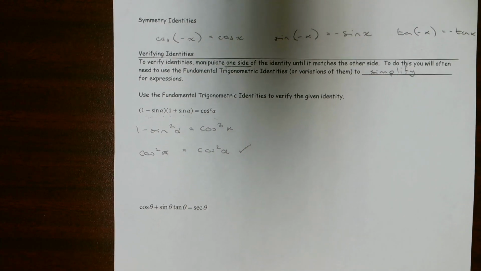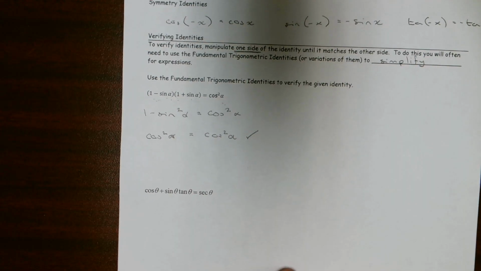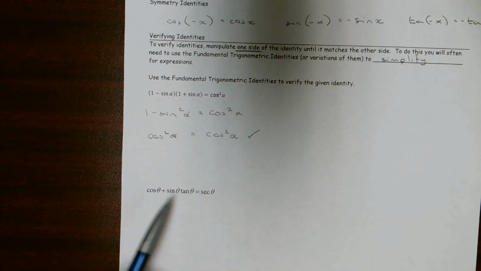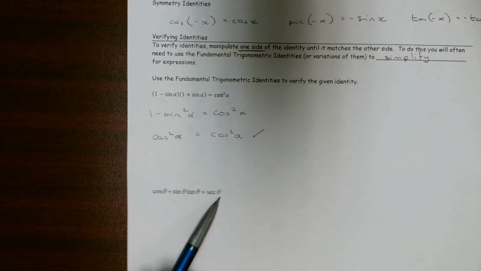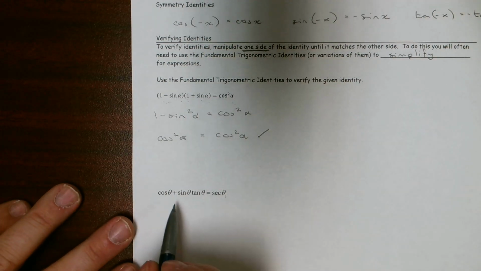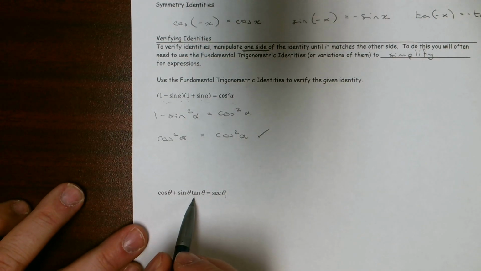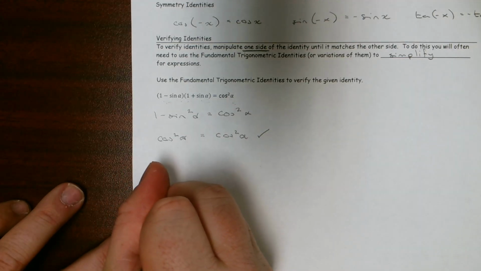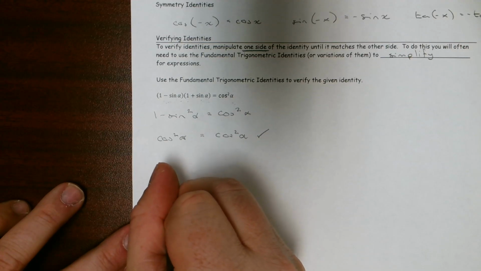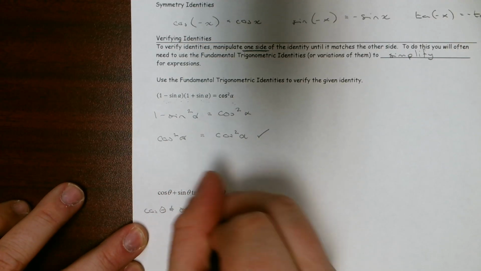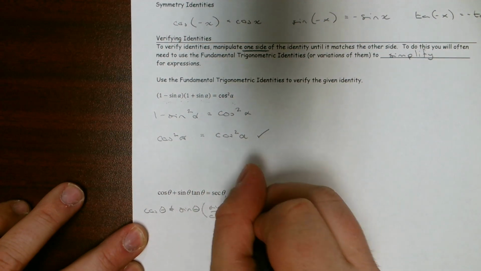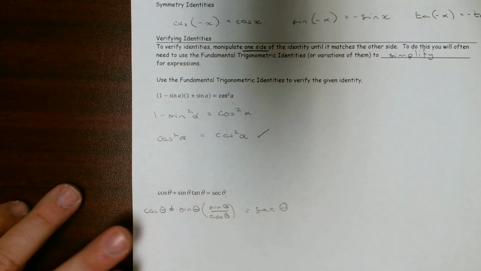Let's take a look at another one. The side that looks the most difficult seems to be the left side, so that's the one I'm going to manipulate, and this right side I'm going to leave the same. I'm going to make this left side look like secant. First things first, I know that tangent is equal to sine over cosine. So cosine theta plus sine theta times sine theta over cosine theta should be equal to secant theta.